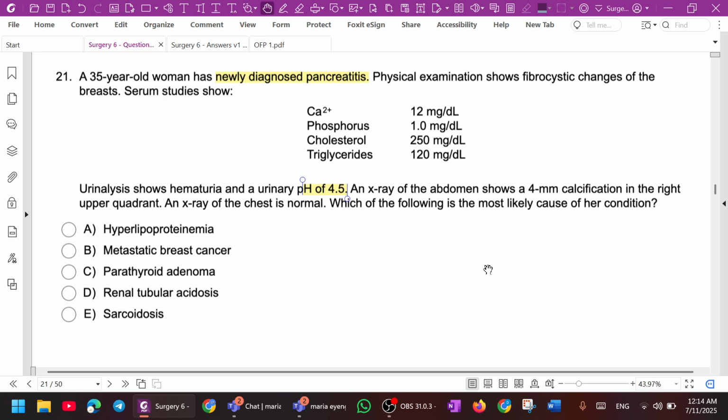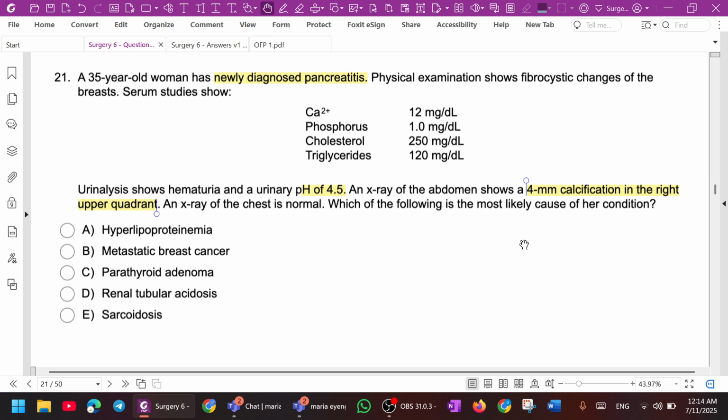An X-ray of the abdomen shows a 4 millimeter calcification in the right upper quadrant. An X-ray of the chest is normal. Which of the following is the most likely cause of her condition?